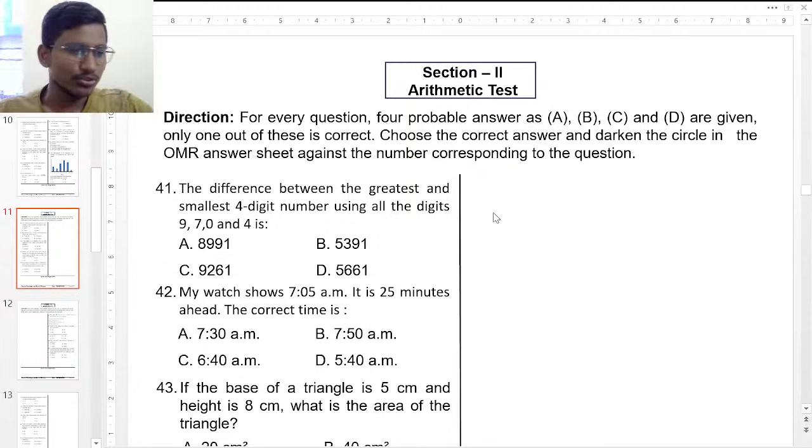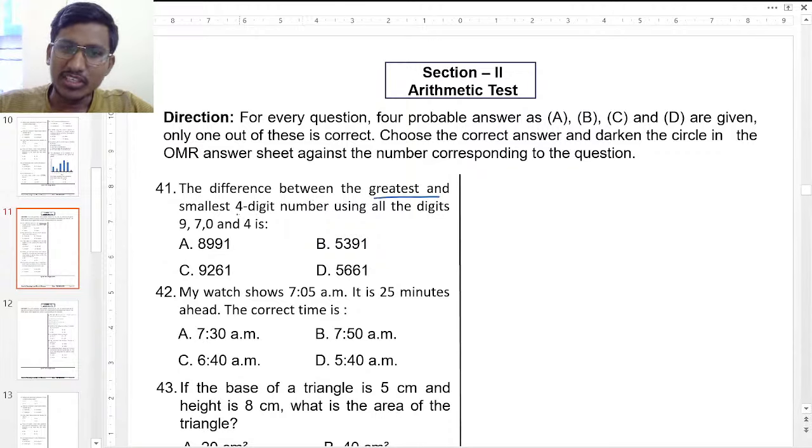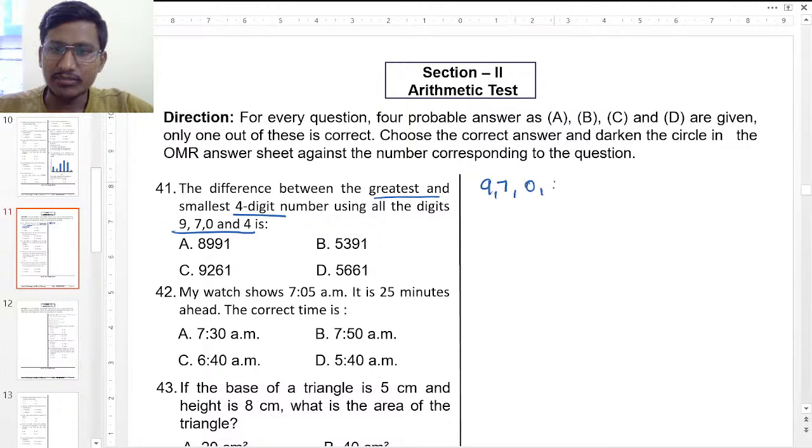Many of you sent the answers. So let us see question 41 now. The question we discussed just now, I will read it once again. The difference between the greatest and the smallest 4-digit number using 9704. So 9, 7, 0 and 4.